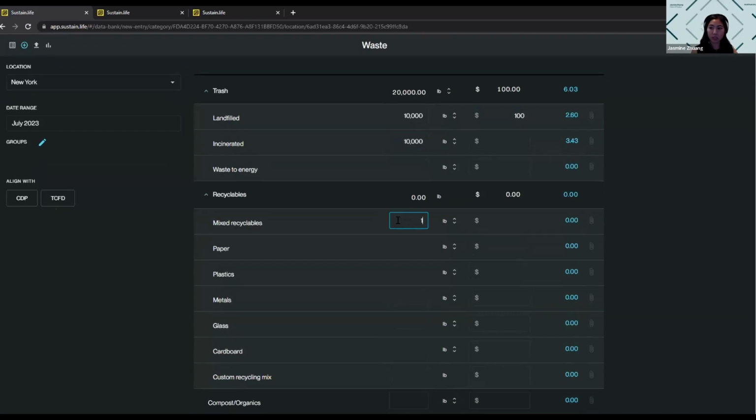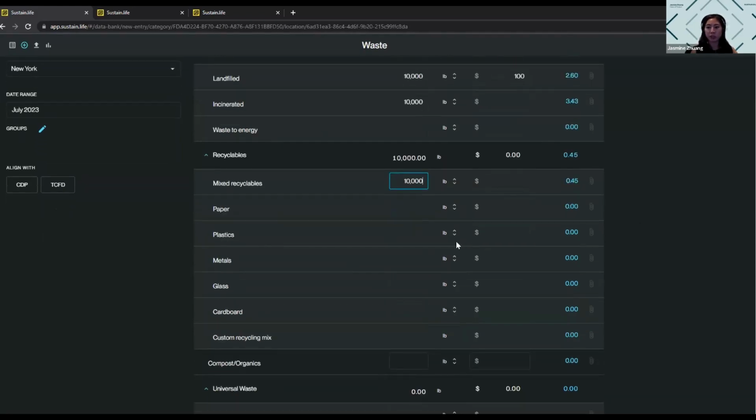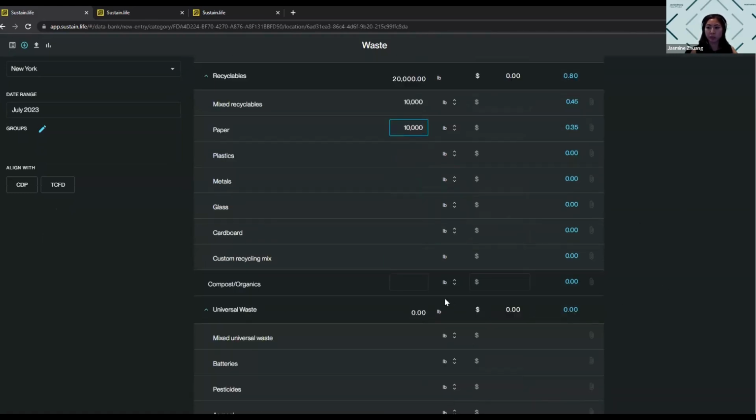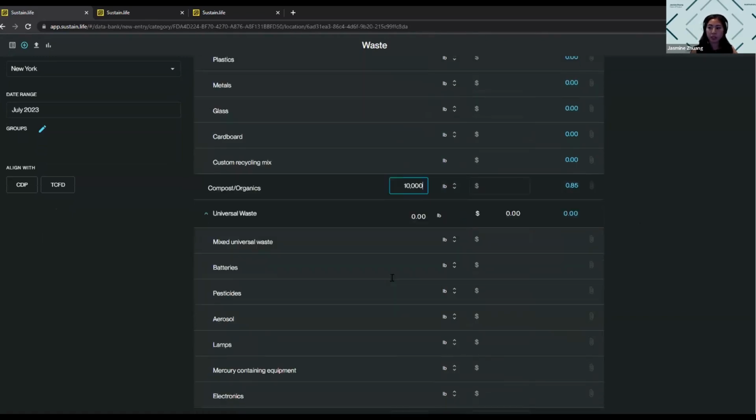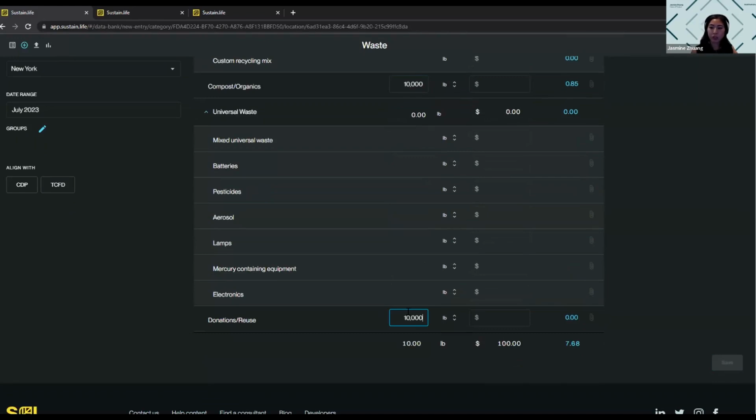So what you can see is for the same amount of waste across landfilled trash versus recyclables, the amount of emissions from your recyclables is much lower than it is for landfilled trash. And so the more that you can divert from the landfill, the lower your emissions can be. And so each of these has a different emissions factor that we're applying to make sure that we're giving you the most accurate representation of your footprint based on your waste types. Same thing for compost and organics. And then lastly, for donations and reuse, we assume an emissions factor of 0.